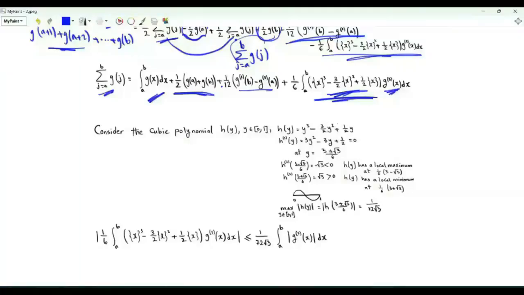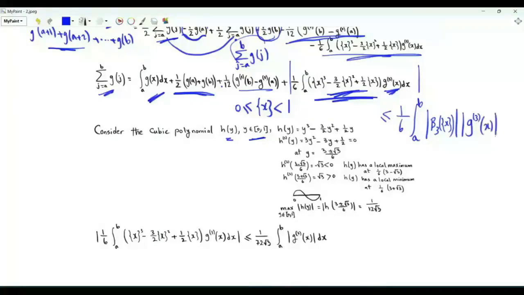Let's think about this polynomial. Consider h of y equal to y cubed minus 3y squared over 2 plus y over 2, and y is between 0 and 1. Recall that the fractional part is greater than or equal to 0 and is strictly less than 1. If we try to upper bound the magnitude of this part, by the triangle inequality, the magnitude is upper bounded by 1 over 6, integral from a to b, the magnitude of the polynomial times the magnitude of the third derivative of function g. So what is the maximum magnitude of this polynomial?